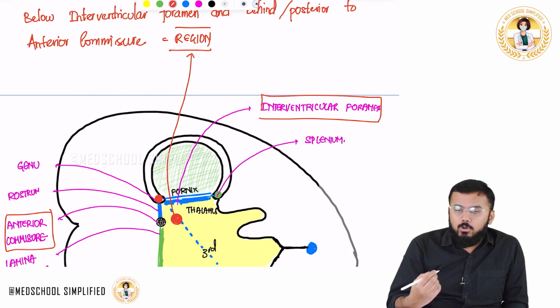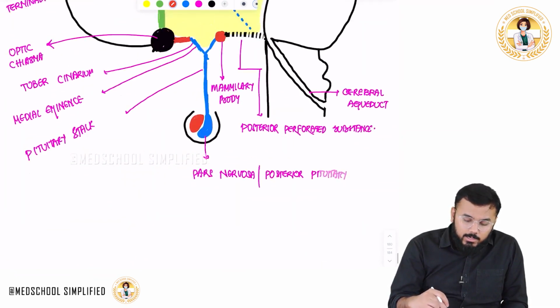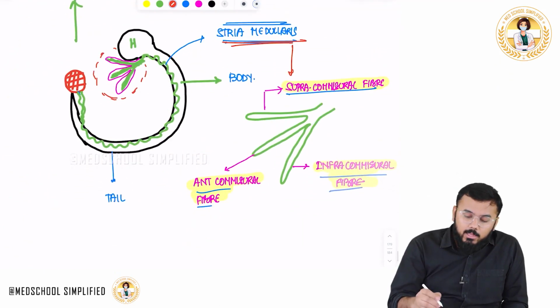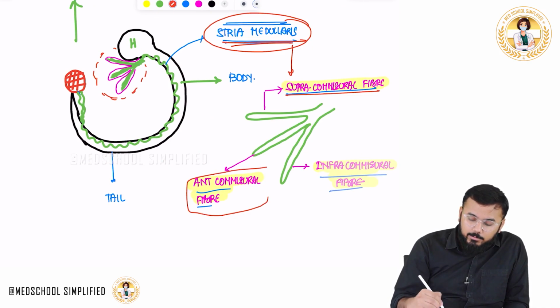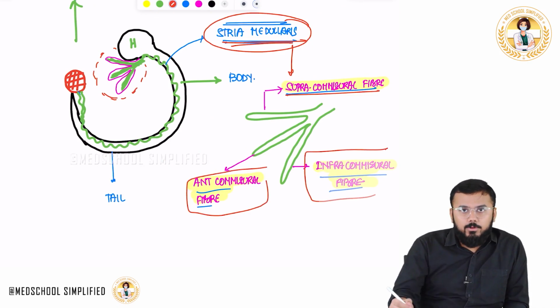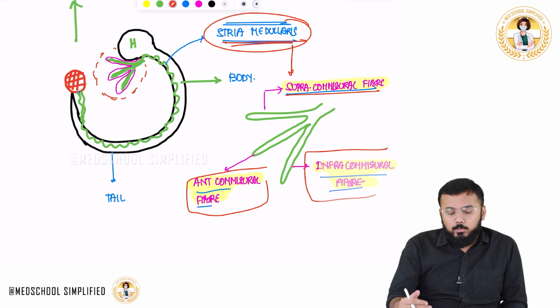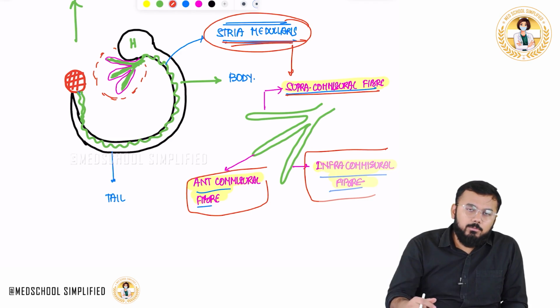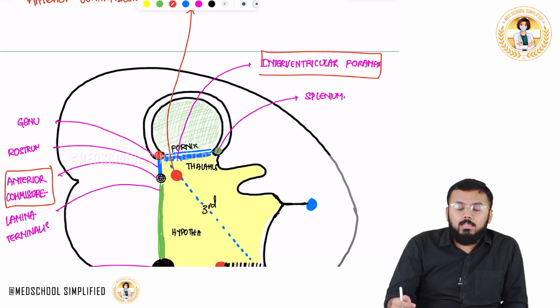So this red color thing is not a body, this is the region which I am showing to you. This is the particular region where the stria medullaris is divided into supracommissural fiber, anterior commissural fiber and infracommissural fiber. If I ask you, where does the stria medullaris divide into supracommissural, anterior commissural and infracommissural, what will you tell? Exactly at which region? This region is located below the interventricular foramen, behind the anterior commissure, or posterior to the anterior commissure. This is the place where it divides.